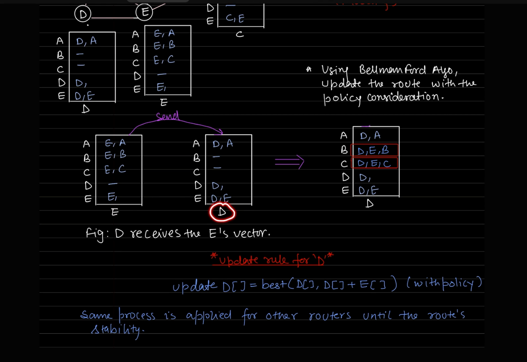Suppose we ask D to A, do you have any route? Yes, D has a route. Do we have a better route than this DA route?